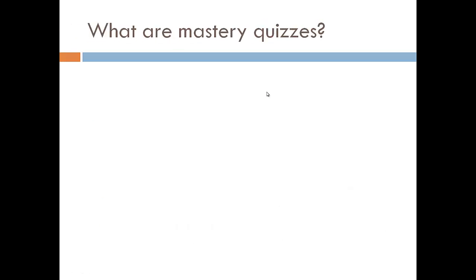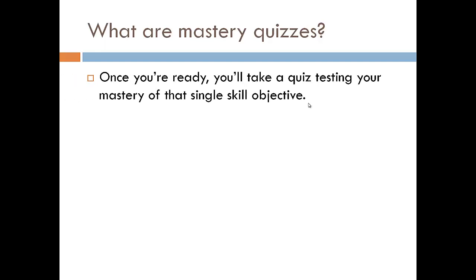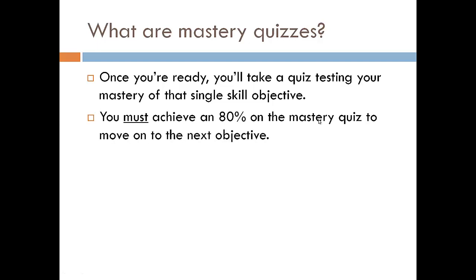What about the mastery quizzes? What are those? Mastery quizzes are how we demonstrate mastery. It is a quiz, so it's short, maybe 5 questions, but the requirement is that you have to get at least an 80% to demonstrate that you've mastered a particular skill. You cannot move on until you can get an 80% on that mastery quiz for that skill objective. This isn't as scary as it sounds. You get to pick when you're going to take the mastery quiz, so don't take it too early. Take it when you're ready.